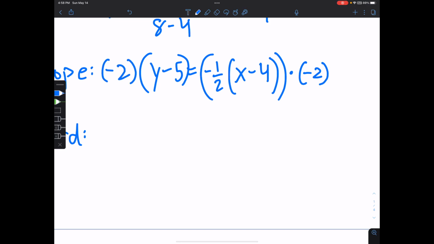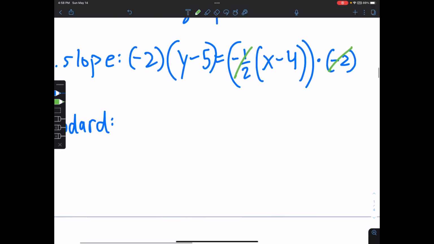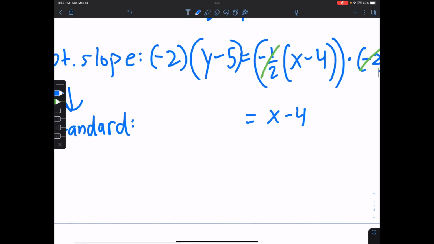Negative 2. And the reason why I'm doing that is because if we look at this fraction, this and this will cancel out, right? And then on the right side, we would just get x minus 4. On the left side, if we distribute, we would get negative 2y plus 10.